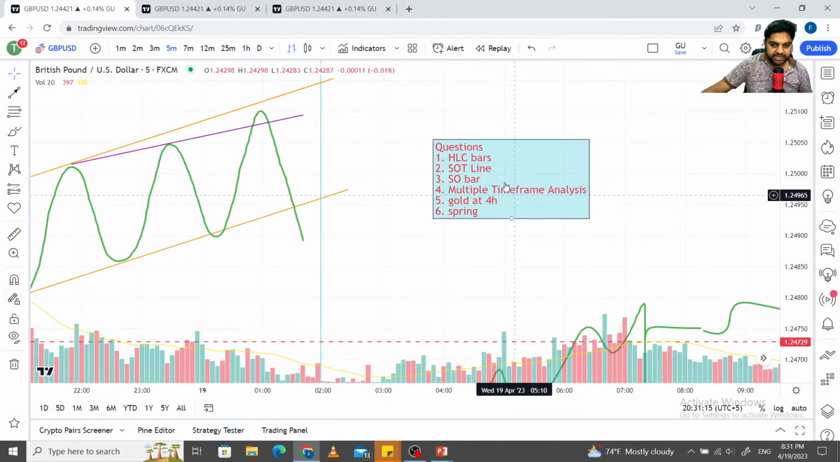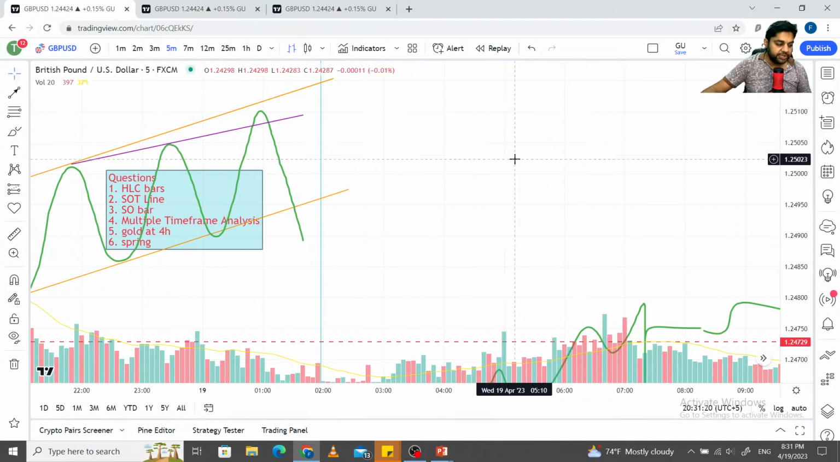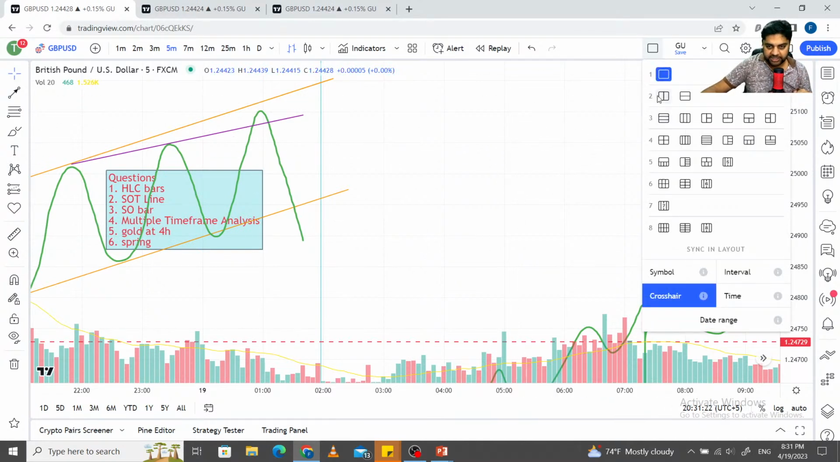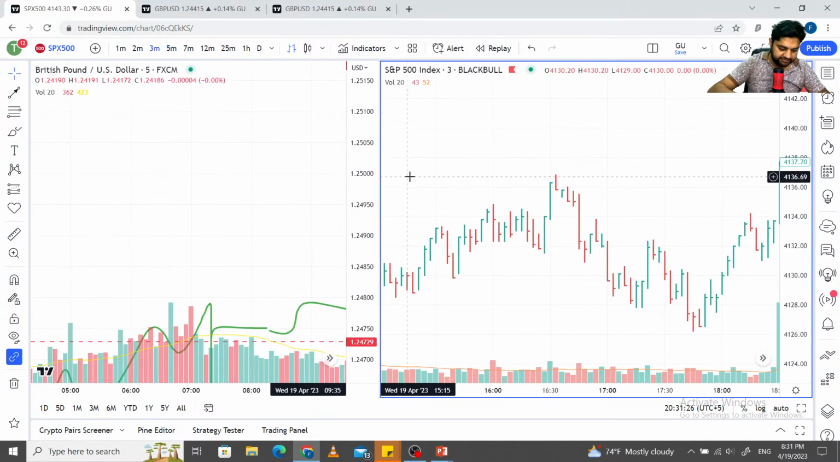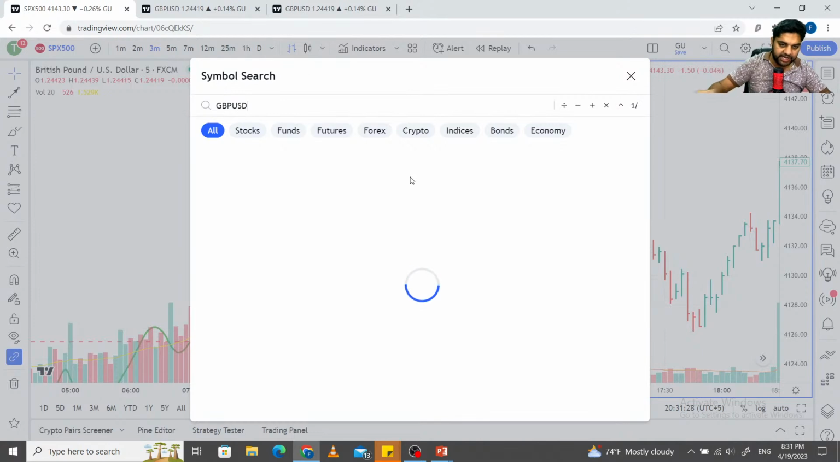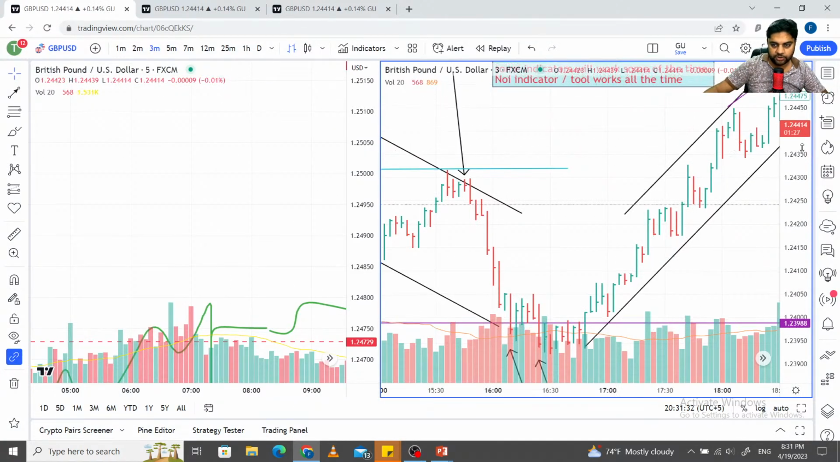The other one, multiple time frame analysis. Okay, so how do we do multiple time frame analysis? You can do it in two ways. You can do like this. So you can look at this. I have multiple time frame open now, GBP USD. So I can go to, let's say on this one, I can go to 2-minute time frame.